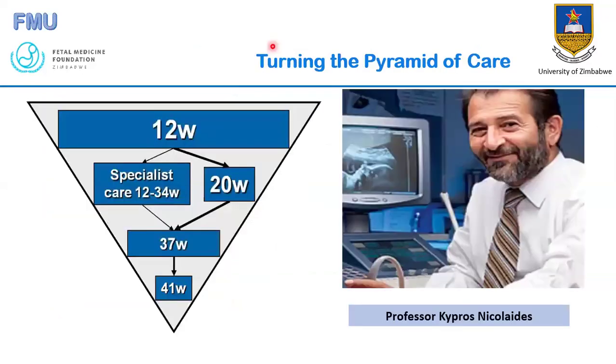So what we try to teach the world then, which has been adopted in many countries now, all the developing countries have adopted this kind of pyramid. His argument was all women should come at 12 weeks and be seen and be assessed for the risk of the pregnancy. Those who are high risk, they are going to be given what we call individualized care plans. They are not going to be looked after like everybody else.